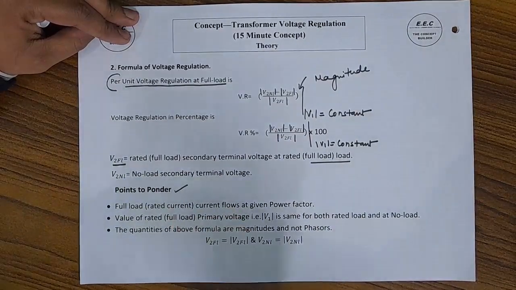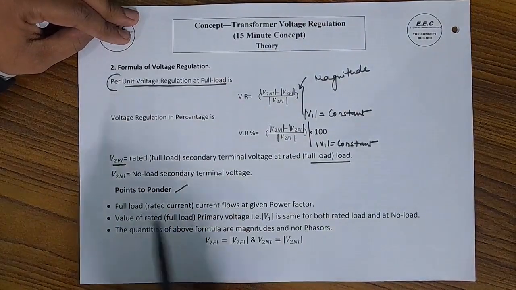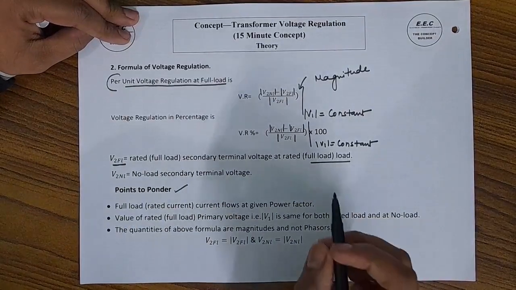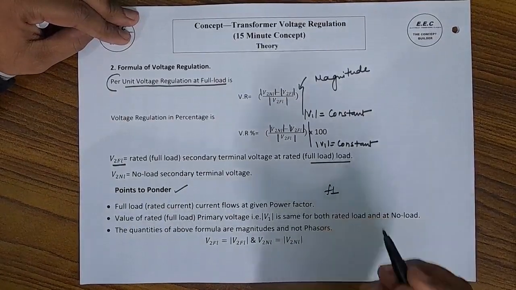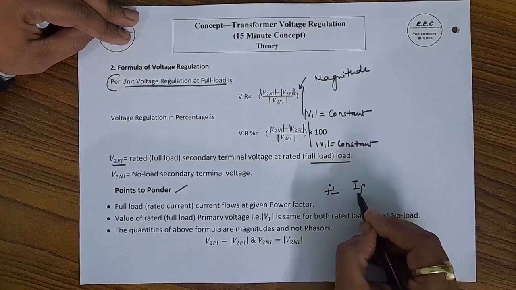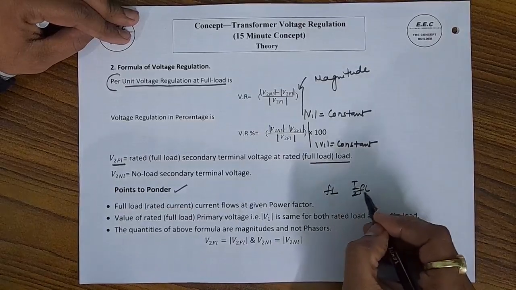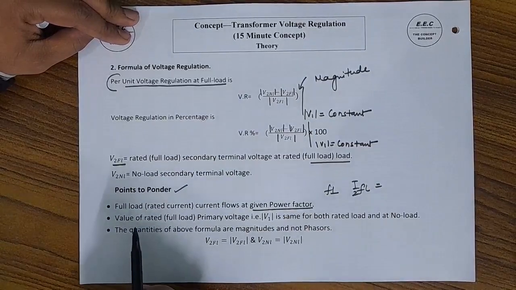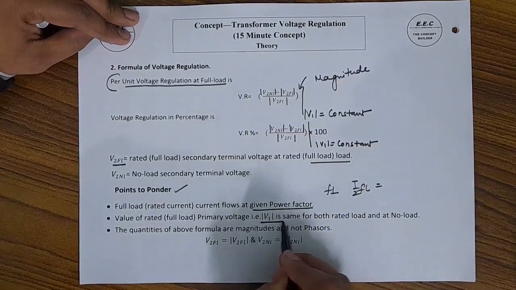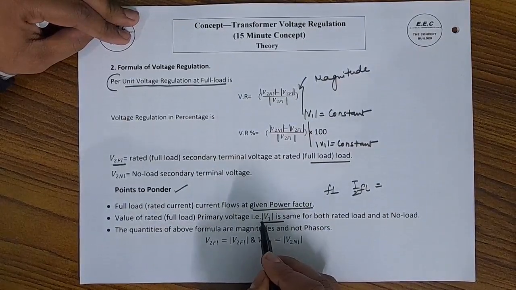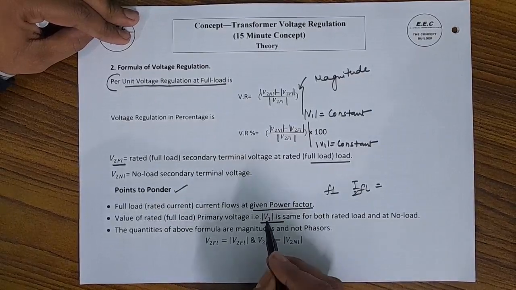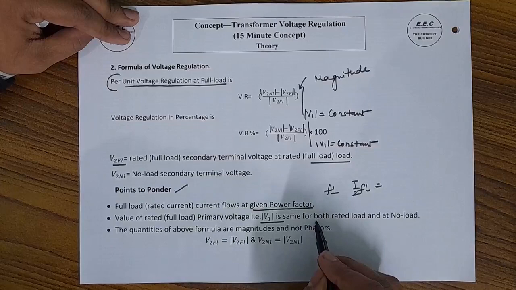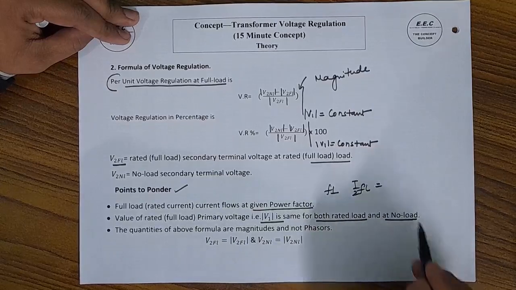This is the important thing that I want to tell you: the current flowing is the full load current at a given power factor. Now the current which is flowing at the secondary is the full load current at a given power factor. Now the primary voltage, you see I have written it as mod V1. This mod V1 represents that the magnitude of the primary voltage is going to remain the same both in the condition of rated load as well as at no load.